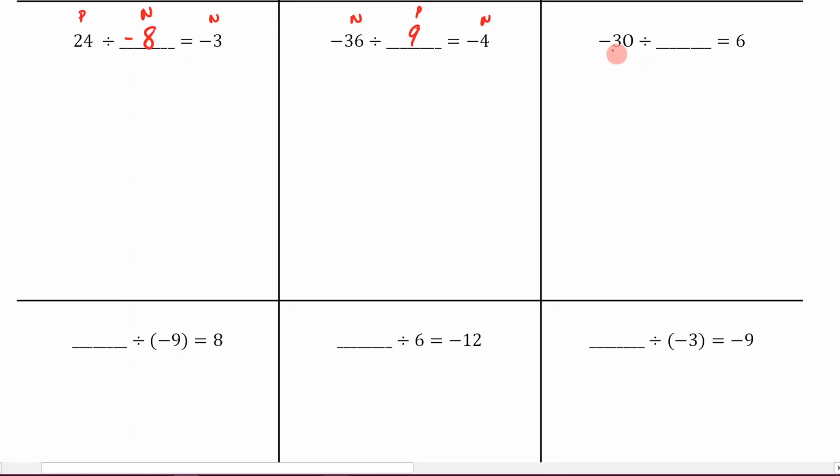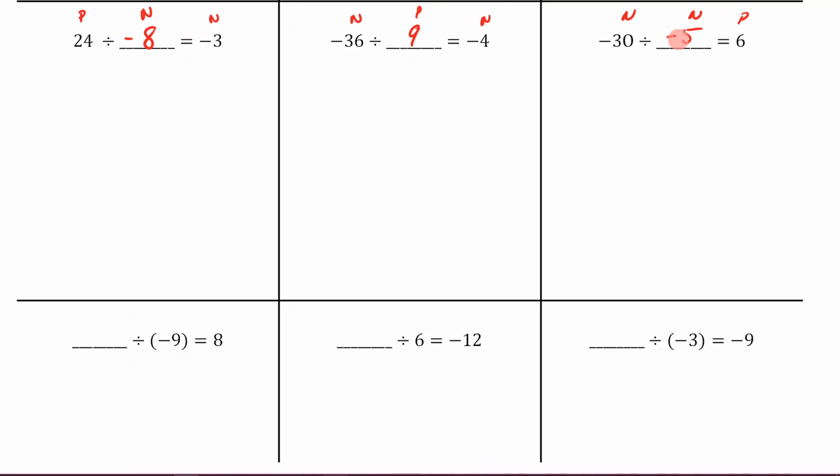And then finally here, negative 30 divided by what is going to give me 6? Well, 30 divided by 5 gives me 6. Now, if this is negative and this is positive, this is going to have to be negative in order to get a positive out. So this is going to have to be negative 5, just like that.